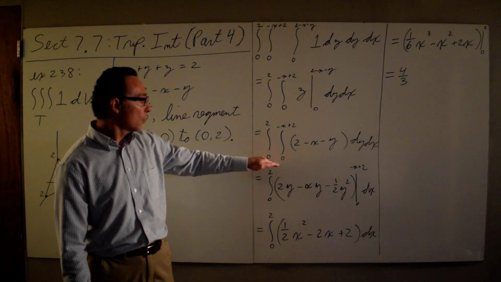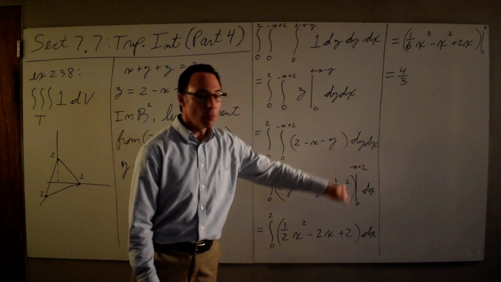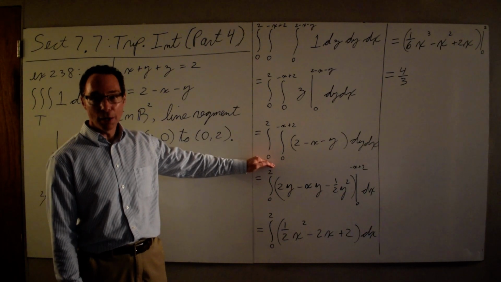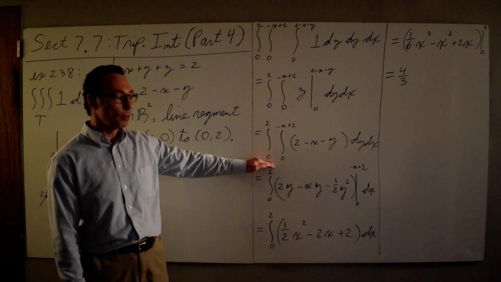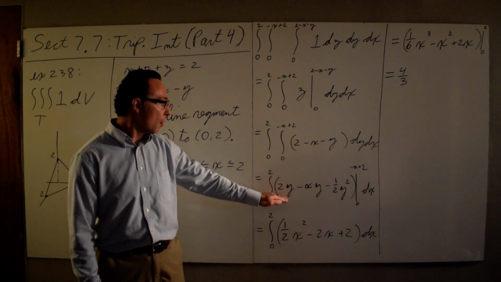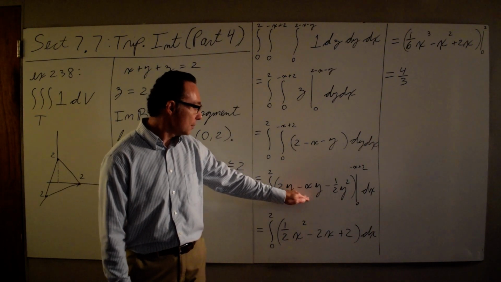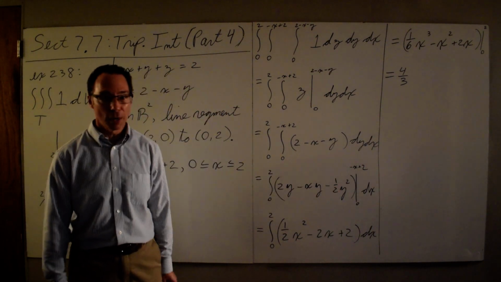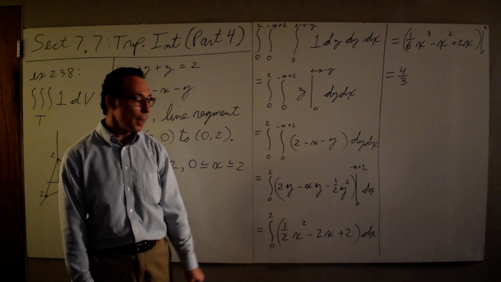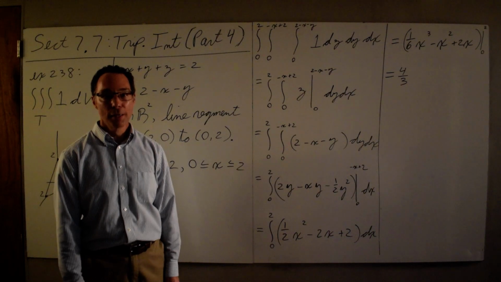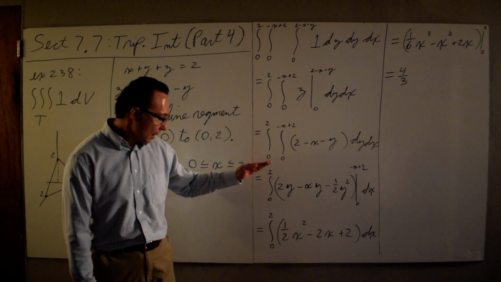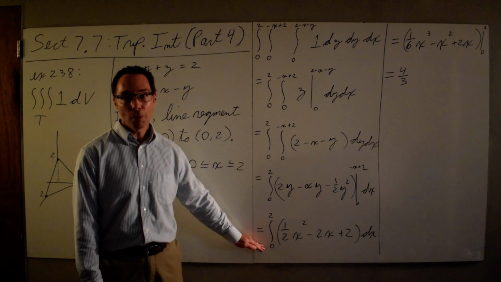We plug in our z limits of integration and subtract. Now we have a double integral of a function of x and y, dy dx. This is something we already know how to do. We already know how to integrate over a type 1 region in R2. So we find an antiderivative with respect to y. We have 2y minus xy minus 1/2 y squared. Substitute -x plus 2 in for y, substitute 0 in for y, and subtract. I didn't work through the algebra here, but when you do that, it simplifies to this polynomial.